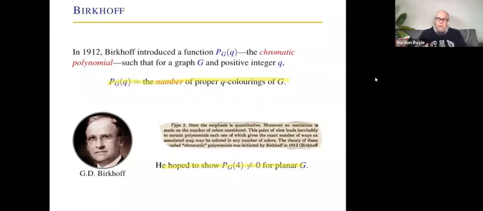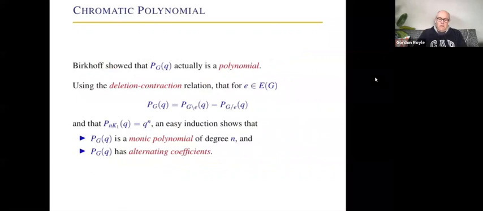Okay, so the idea was he introduced this function. In his paper, he proved that it was a polynomial function of the number of colors Q, the argument, and then he was trying to calculate it in some way for planar graphs. Okay, so Birkhoff showed that it actually is a polynomial.